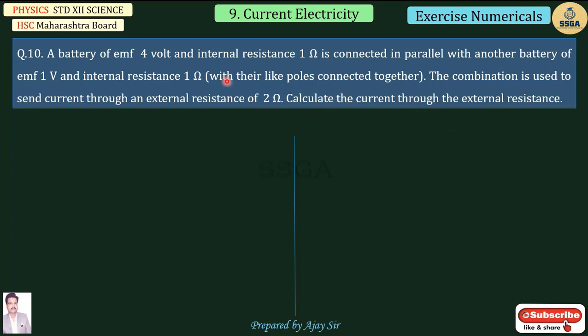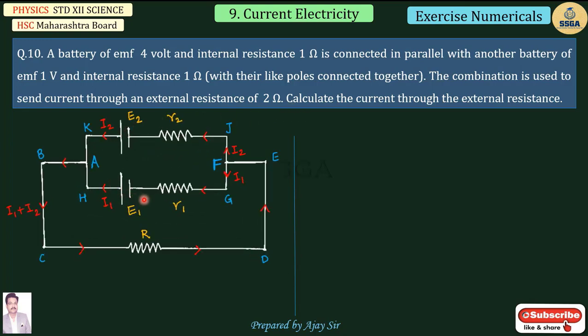So here two batteries are given. First battery of EMF 4 volt and internal resistance 1 ohm, and second battery of EMF 1 volt and internal resistance 1 ohm. So these two batteries are connected in parallel, means like poles are connected to each other. Then this combination is called parallel, and this combination is connected to the external resistance of 2 ohm. So let us first draw the circuit diagram.